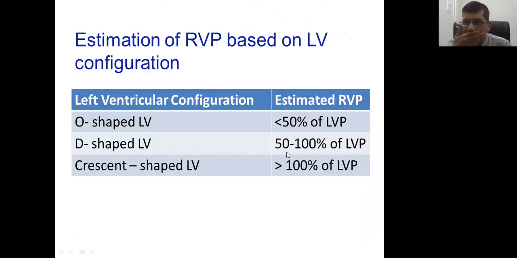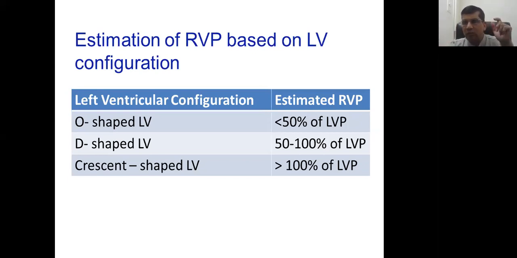These are the examples. When we say O-shaped, naturally, systemic pressures are more than the pulmonary pressure. When we say D-shaped, the pulmonary pressures are above systemic, more than 50%. Crescent-shaped, more than 100%. You are in bad PPHN.